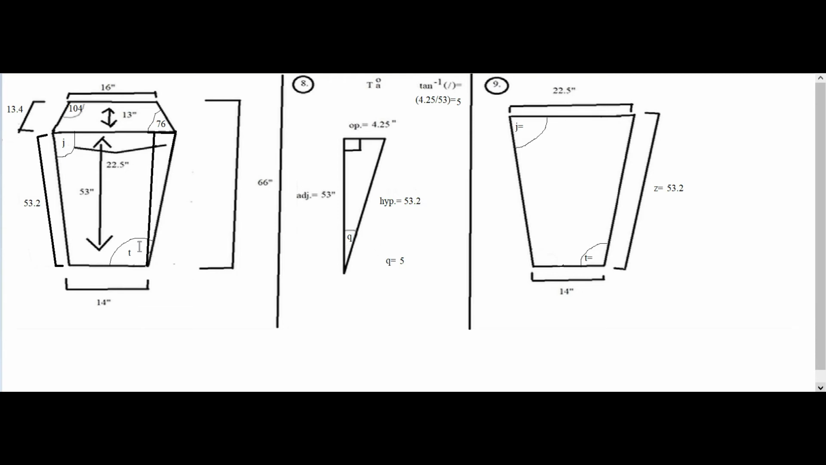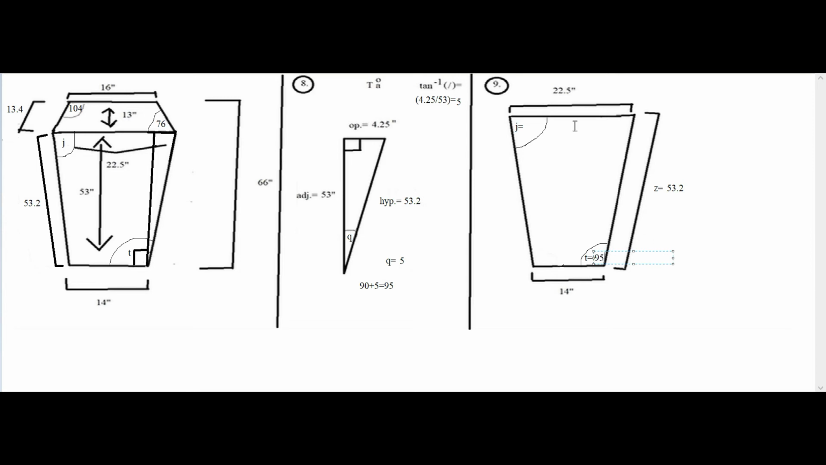But we're trying to solve for angle T. Since we know this is a 90, when this comes down, this also comes down to a perfect 90. So what you do is add up 90 plus your angle Q, which will equal 95. So now that we got 95, we now know that T equals 95. And we'll go ahead and plug that in over here in step 9.